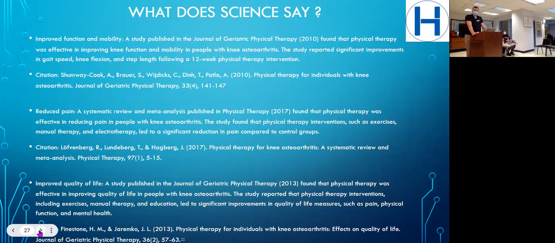Improved quality of life. A study published in the Journal of Geriatric Physical Therapy, we saw it in the first study, in 2013 found that physical therapy was effective in improving the quality of life in people with knee OA. The study reported that physical therapy interventions, including exercises and manual therapy and education, which is basically we tell you what to do at home and how to perform certain things, led to significant improvement in quality of life measures. When they say quality of life, it's basically big questionnaires that touch every point of your life, like how you go through the day, and they do a basic score and they compare. Improving in the score means we have improved.